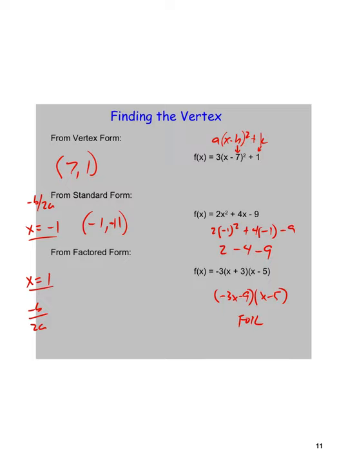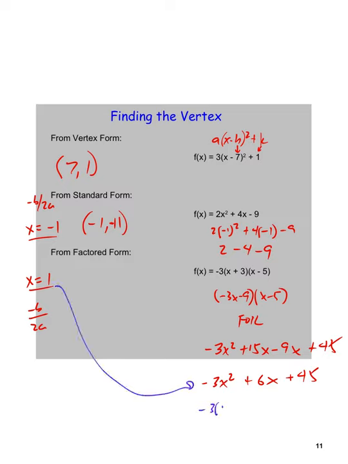Again here, when we FOILed, we got negative 3x squared plus 15x minus 9x plus 45. So that was the result of our foiling. So we had negative 3x squared plus 6x plus 45. And so again, we'd put the 1 into that equation to get the y value of the vertex.